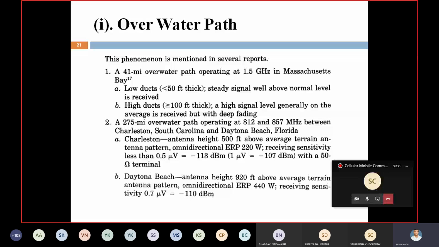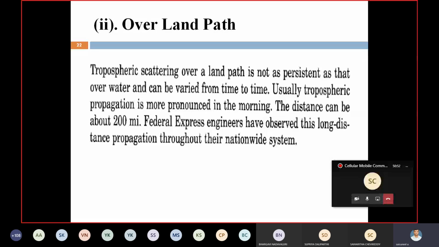Right. Next one is over land path. Over land path, that is, the base station and mobile station are on land. There is no problem. Here we are getting tropospheric interference over a long distance, about 200 miles, due to a number of reflections, diffractions, scatterings, and so on, which we already studied in the second unit. Over land path, how to calculate this interference, right?